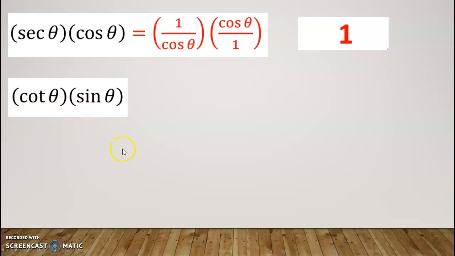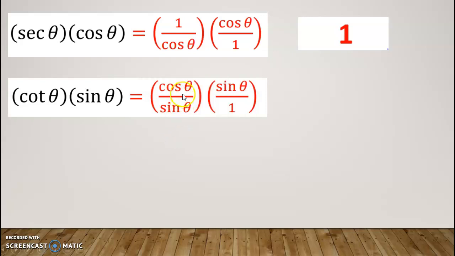All right, next. Cotangent and sine. Turn them both into sine and cosine the best you can. Remember, tangent is sine over cosine, so cotangent is cosine over sine. Then he's a fraction, so we're going to make him a fraction. Cancel them out. Booyah! Cosine.